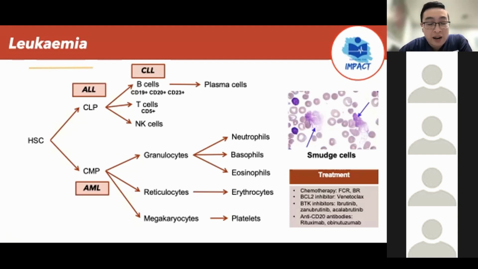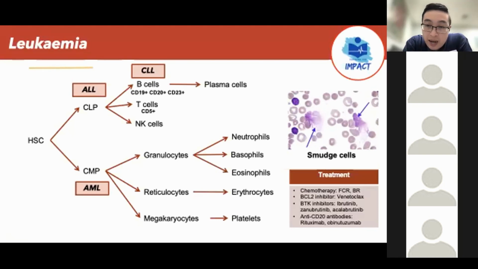Now, how do you diagnose CLL? Usually, you do an FBE and that shows lymphocytosis, and usually the absolute B lymphocyte count is greater than 5 by 10 to the 9 per liter. That's the cutoff that the IWCLL, the International Workshop on CLL, uses, and that's the cutoff that all hematologists, or almost all hematologists, use to diagnose CLL. So more than 5 by 10 to the 9 B cells in the blood.